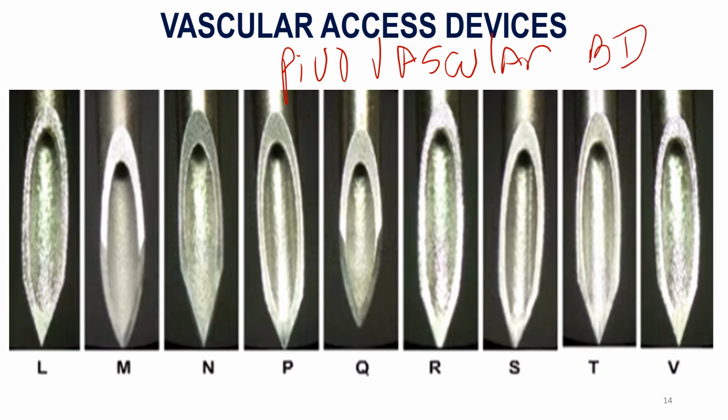Okay. So, what is this PIVO Vascular? Well, it is a specific device that you could put inside the IV lumen, inside the catheter, and it will not cause hemolysis, and you could draw blood. But only if you have that PIVO Vascular technology.